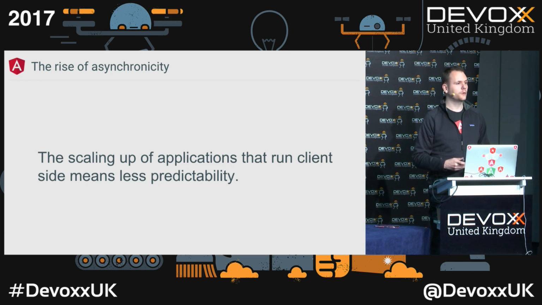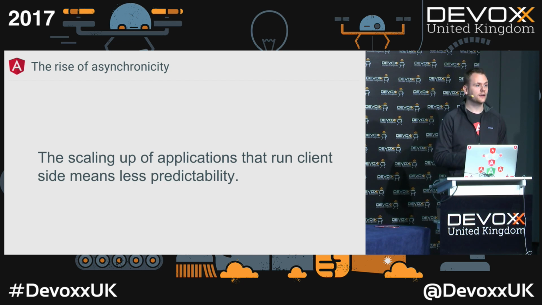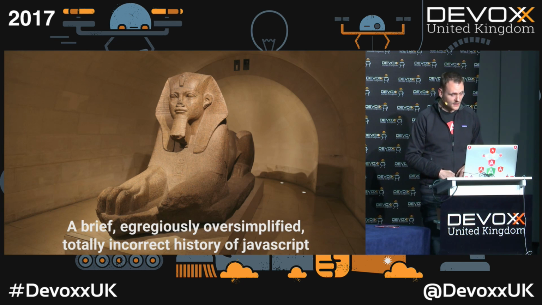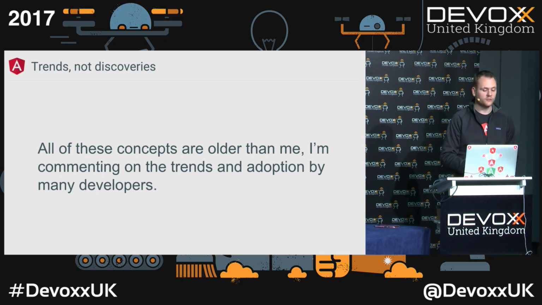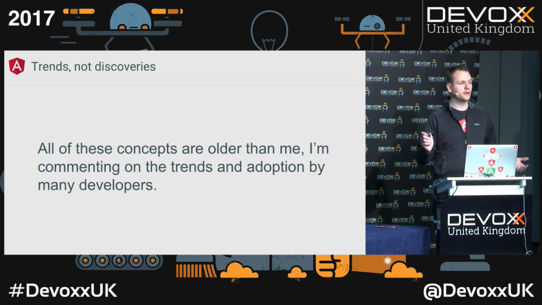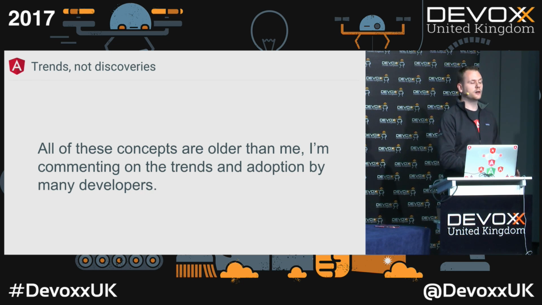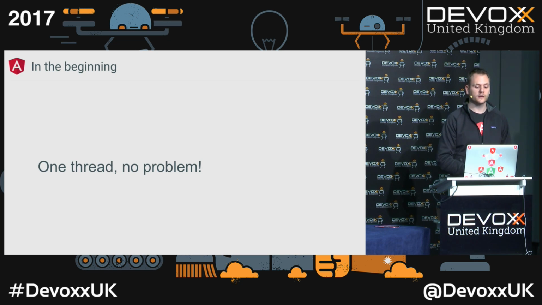So you really want your applications to be more predictable. But as soon as we start scaling these applications up in the client side in an area that we can't control, if you don't use a functional paradigm, they become less predictable. So here is a brief, egregiously oversimplified, totally incorrect history of JavaScript. Just a disclaimer, all these concepts are older than me. I'm just talking about the rough timeline that developers have started to adopt them when we build web technologies.